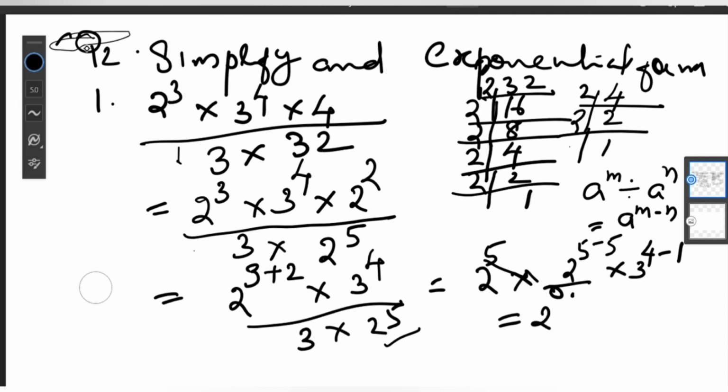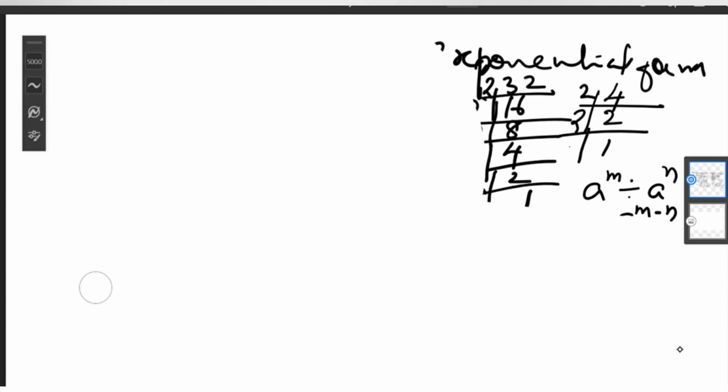That is on the upper portion. So minus 1 is equal to 2 to the power 0 into 3 to the power how much? 3. 2 to the power 0, any number raised to 0 is 1, into 3 to the power 3. Okay, so this was the answer.